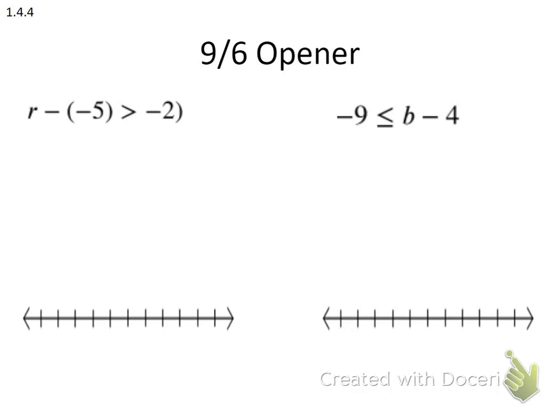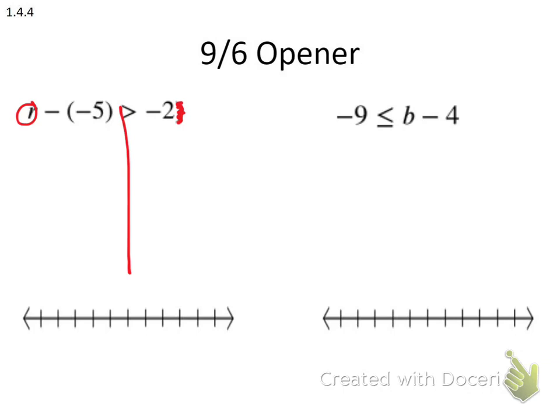What I want you to do, because I made an error when I made the opener, take the parentheses off from behind that 2. I just kind of scribbled that out. So you have r minus negative 5 is greater than negative 2.